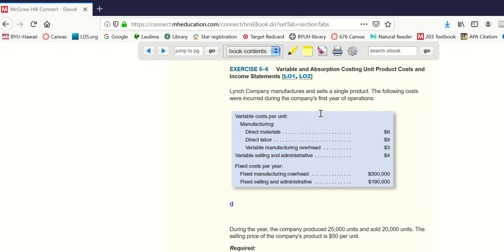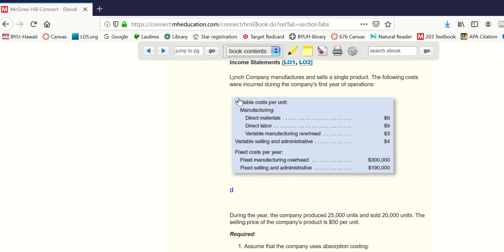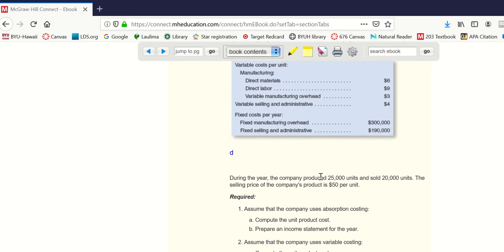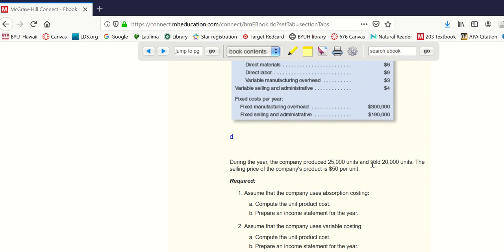The following costs were incurred during the company's first year of operations. So you can see they've divided by variable and fixed costs per year. Usually we use that with our contribution margin format or variable costing, where we divide the variable versus the fixed. During the year, the company produced 25,000 units and sold 20,000 units. The selling price of the company's product is $50 per unit, right? So when we divide it variable and fixed, that would be our variable costing system.